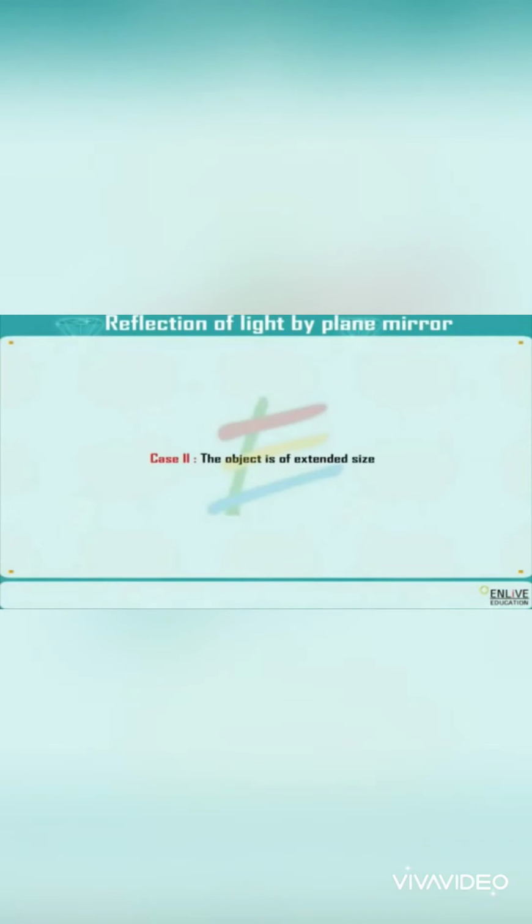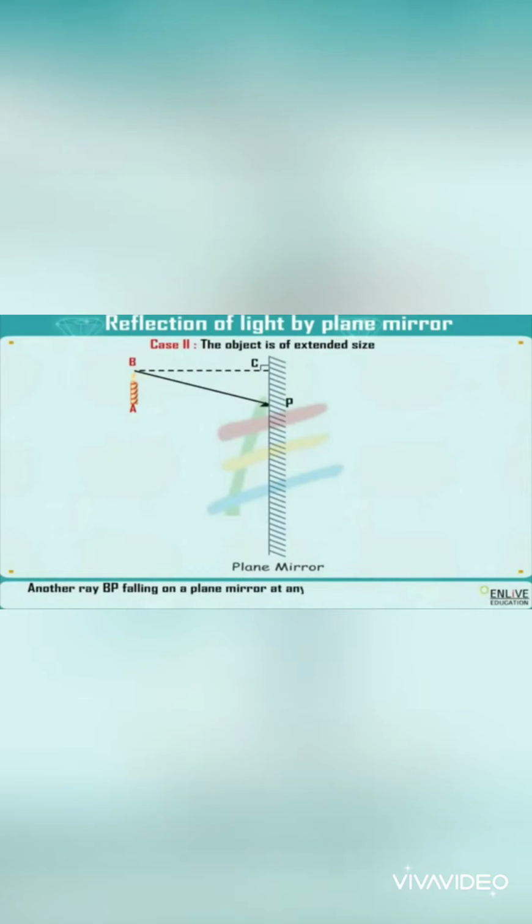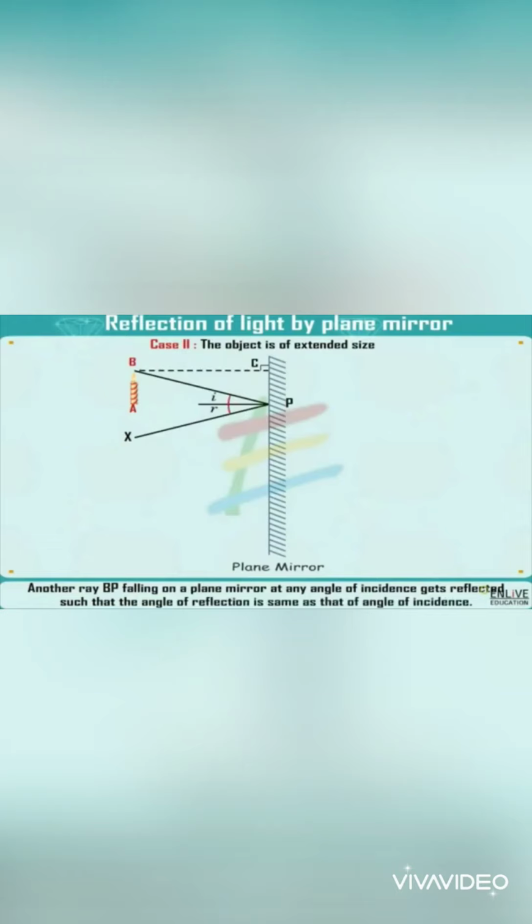Case 2: the object is of extended size. Let us consider an extended object AB placed in front of the plane mirror. A ray BC, which is falling on a plane mirror at 90 degrees, gets reflected back on the same path CB. Another ray BP falling on a plane mirror at any angle of incidence gets reflected such that the angle of reflection is the same as the angle of incidence.